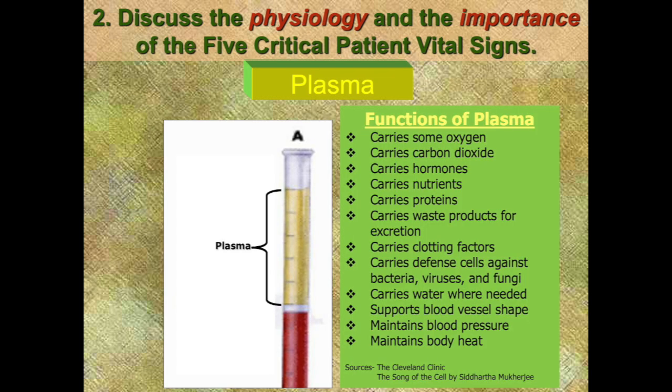Plasma is interesting in that it carries a little bit of oxygen and CO2, and it's a big part of blood. So it's carrying hormones, nutrients, proteins, waste products for excretion, clotting factors. It's going to bring the defense cells against bacteria, viruses, and fungi. It carries water. It maintains the blood vessel shape, blood pressure, and body heat. So it is extremely important for the cells and for our bloodstream to have plasma. It has a lot of functions.